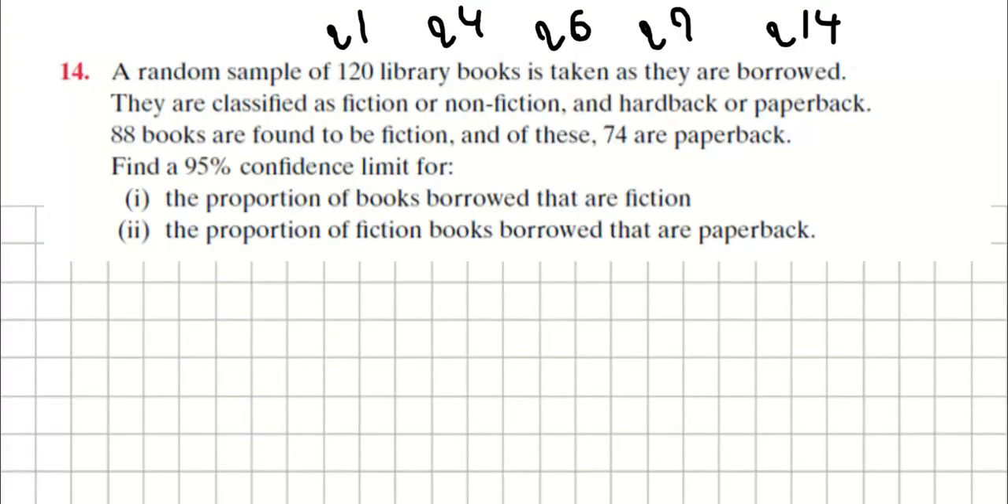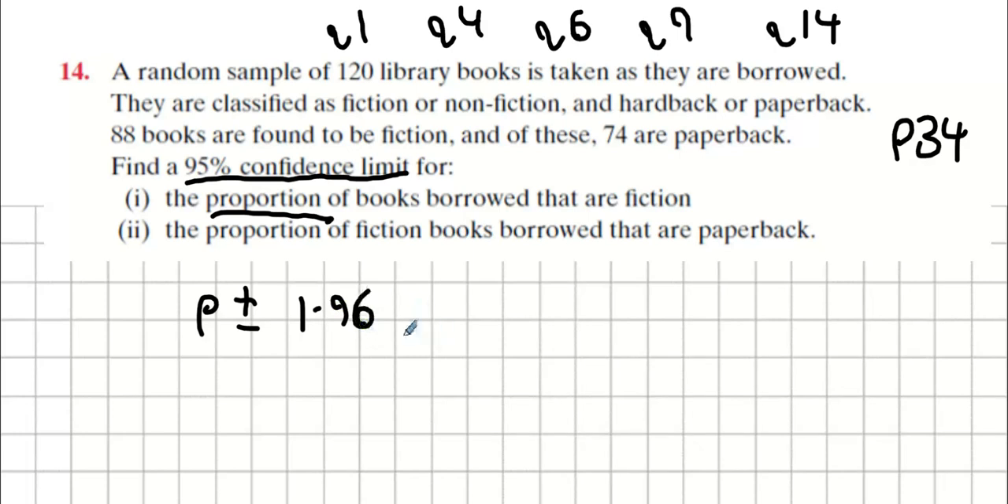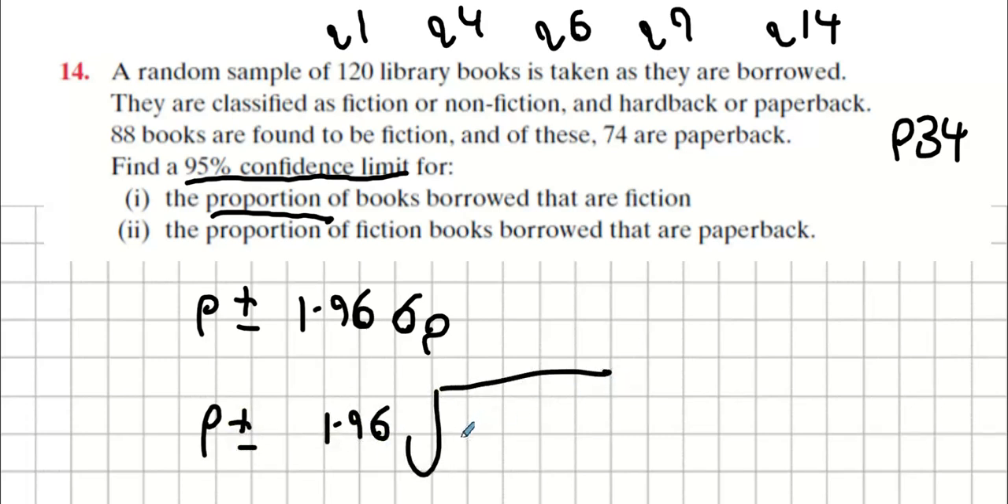Okay, grand. So guys, look at this. You're using keywords. 95 confidence interval. Second keyword, proportion. Go to page 34 of your log tables and you should write this underneath it, okay, because you might need it. What you're writing down is P plus or minus 1.96 standard error to proportion. So what you guys are going to do is P plus or minus 1.96 square root P(1 minus P) all over N.